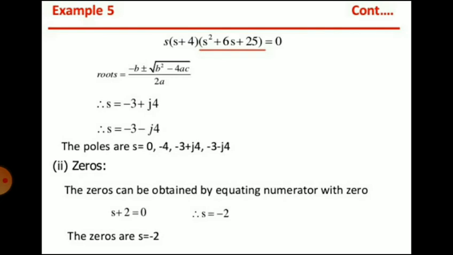You can find out the roots by using the formula minus b plus or minus under root b square minus 4ac upon twice a. So the roots will be s equal to -3 plus j4 and -3 minus j4. These are imaginary. So the poles are s equal to 0, -4, which are real, and -3 plus j4 and -3 minus j4, which are imaginary. And zeros are found by equating the numerator with 0. You will get s equal to -2, which is real.